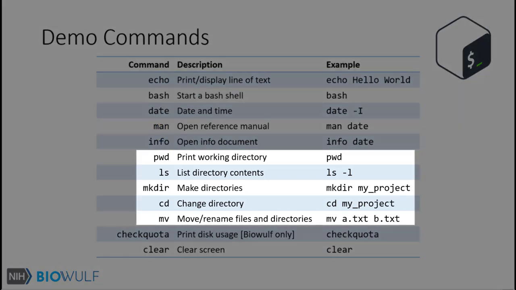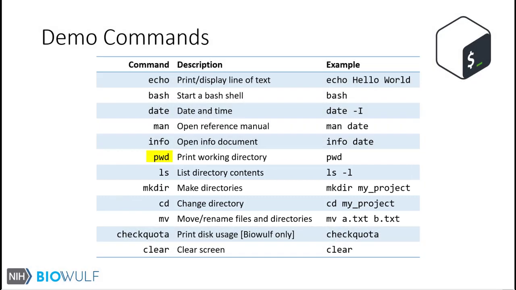The next set of commands are useful for exploring and managing files and directories from bash. PWD prints the working directory. LS lists the contents of a directory, and make directory creates a new one, while CD changes the working directory. Finally, move is for moving or renaming files and directories. I also showed you a BioWolf specific command called check quota to help you determine your disk usage. And we ended with the clear command to clear the terminal screen.